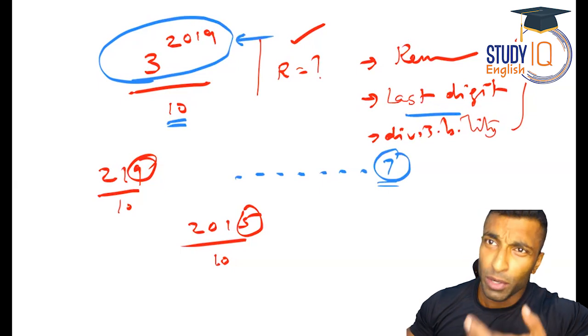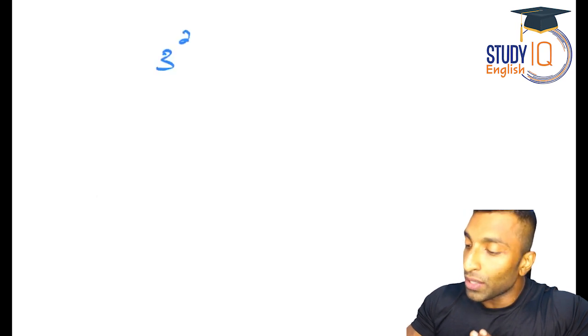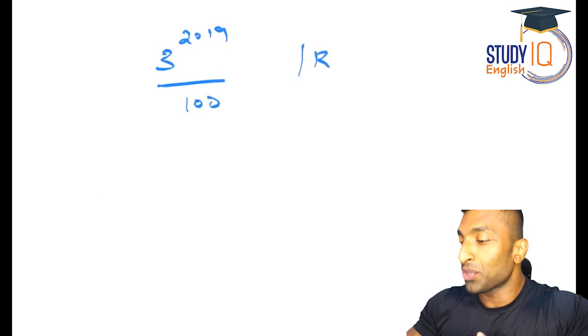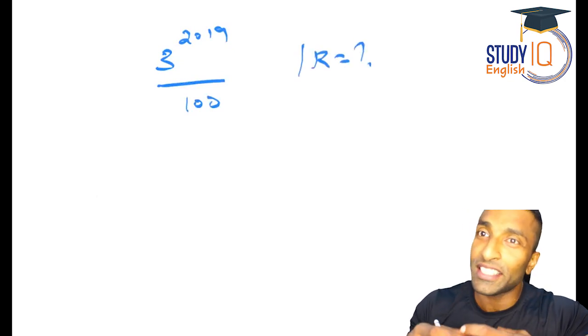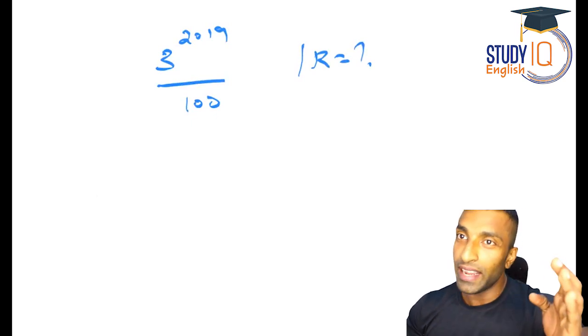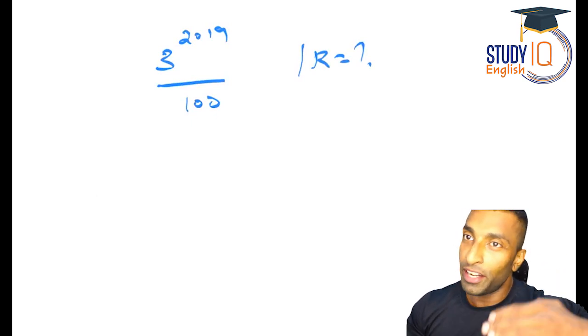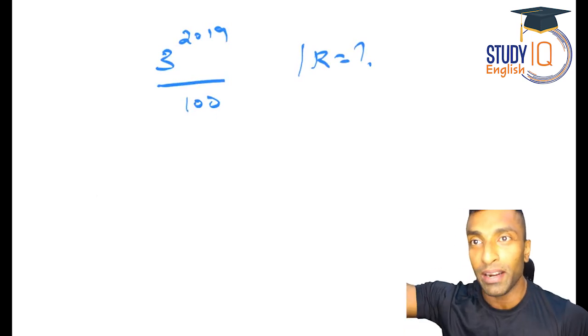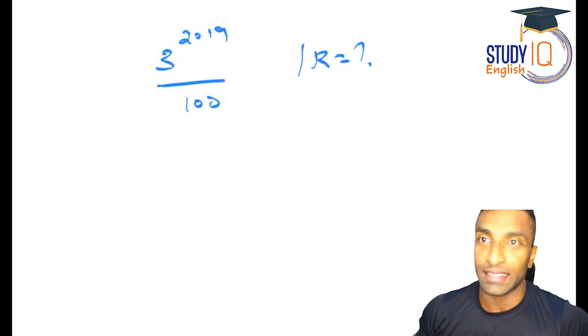In the same way, a slightly more difficult question, but one they can ask you next year if they want: 3 raised to 2019 divided by 100. Now what is going to be the remainder? Guys, did you get the connection between these two questions? Firstly, it is divide by 10. What is the remainder? I've told you it is the last digit. So if you know the number, you can take the last digit and that's the answer.